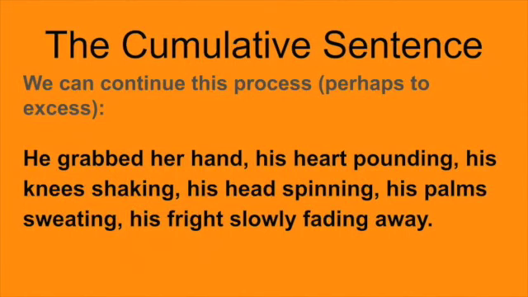So I can continue to add modifiers to that as I go, and you'll notice I'm building what's called a cumulative sentence. It accumulates information. These are modifiers that I can surround and I can use to describe either the action that's taking place or one of the nouns or subjects or objects within the sentence. So here's your sentence. He grabbed her hand, his heart pounding, his knees shaking, his head spinning, his palms sweating, his fright slowly fading away.